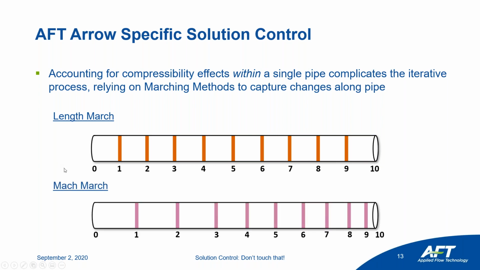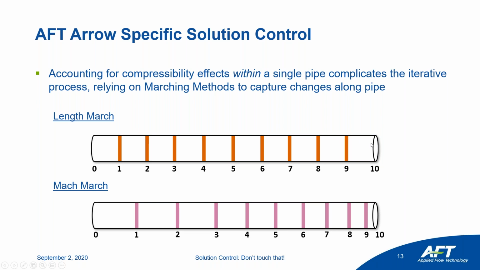There's also the Mach march. So as flow goes through a pipe, pressure will decrease, the flow will expand, causing higher velocity, higher pressure loss, and start increasing in velocity. So the Mach march captures that by looking at the change in velocity rather than looking at how the pipe is split based on length alone. Neither of these methods is the default within Arrow. It's actually a combination, but that's how those two things work.